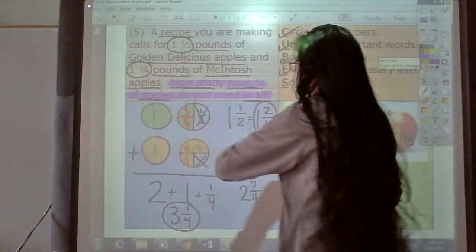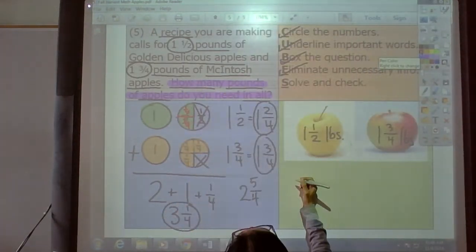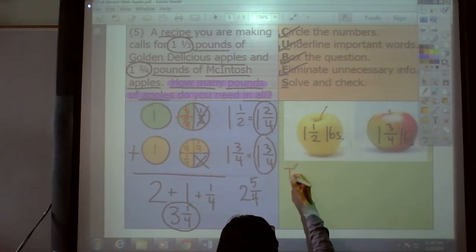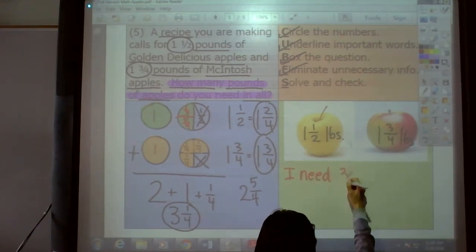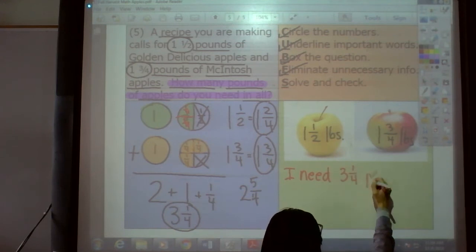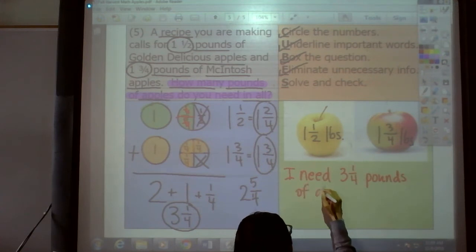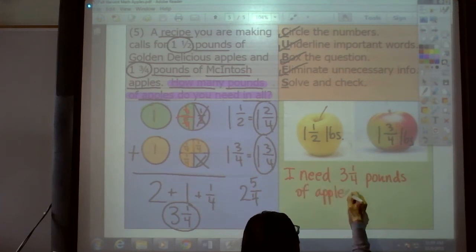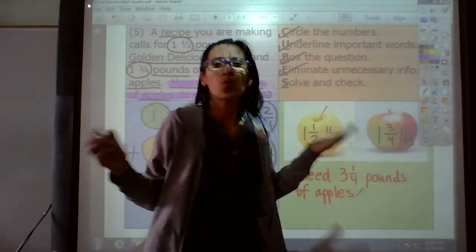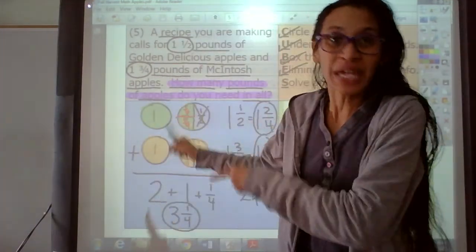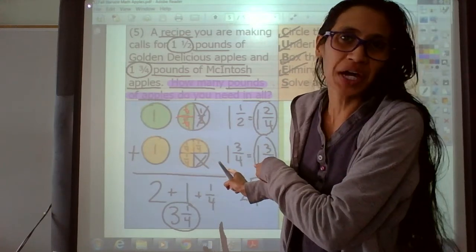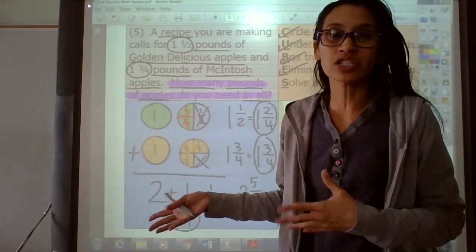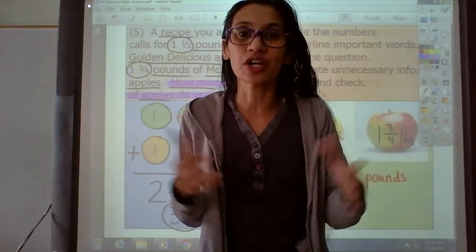How many pounds of apples do we need in all? I need 3 and 1/4 pounds of apples. Bam! We are done with that. Look, we did it a picture way, a model way, and the adding fraction way without any pictures. Do both ways to help you understand. And we are done with this part.